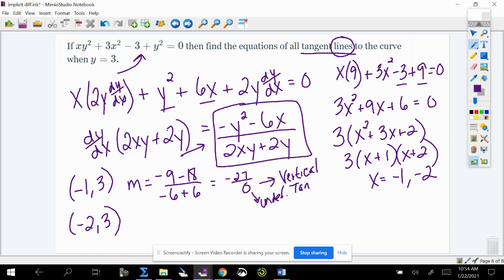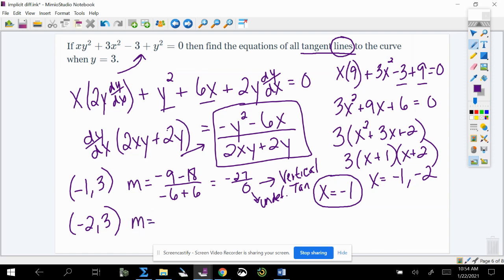So here's what you should know from Algebra 1. If you want to write an equation of a vertical line, it is just x equals whatever the x value is. So my tangent line is actually a vertical tangent line, and it will just be x equals -1 because the slope is undefined. Next one, (-2, 3).